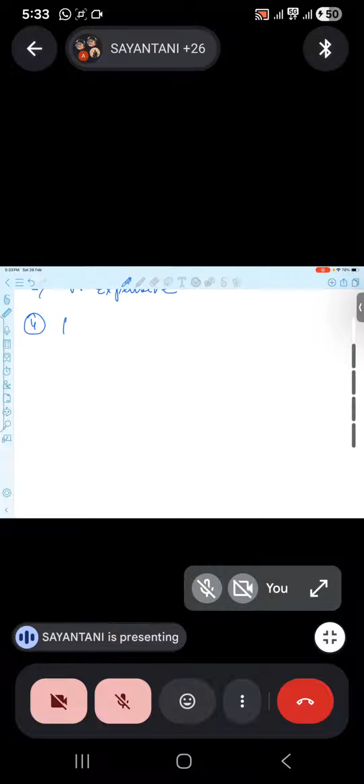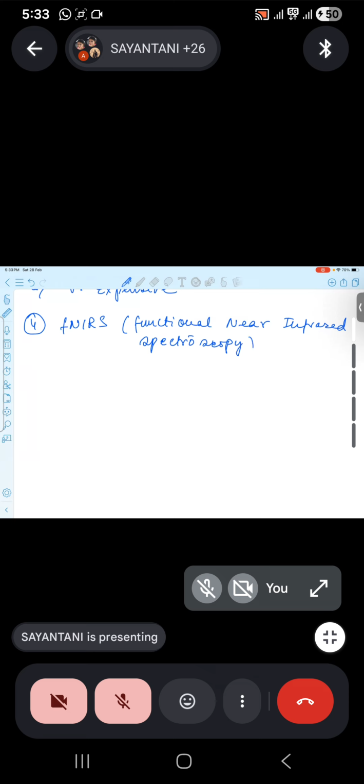non-invasive technique, that is fNIRS, functional near infrared spectroscopy. We have an fNIRS device, rather two fNIRS devices in our AI lab. Okay. So what happens in this particular device?